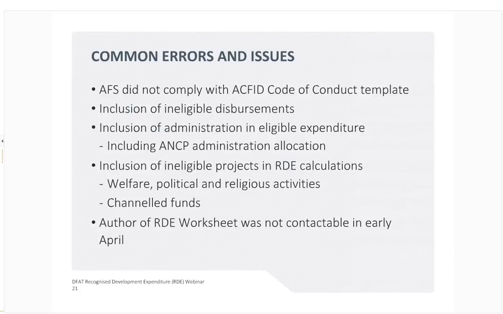We have had a number of instances of the 10% administration component of the ANCP funding not being properly accounted for in the RDE worksheet. Previously, most NGOs had that 10% adjustment in item 5E, I think it was, which no longer exists, but it's now under item 4A. So hopefully the RDE explanatory notes are clear enough. We've stated it quite clearly in there so that you won't miss it. So we're hoping that's not an issue in the future.